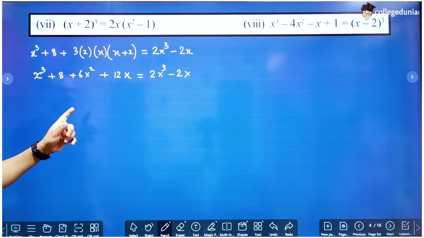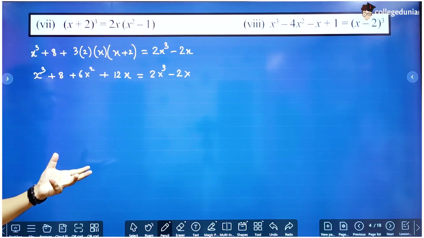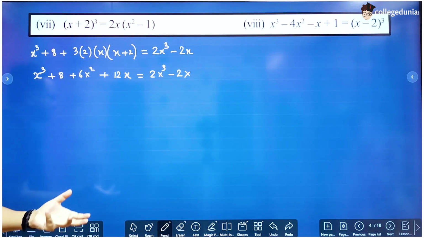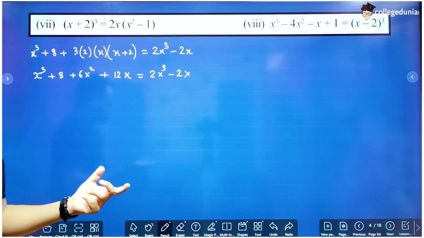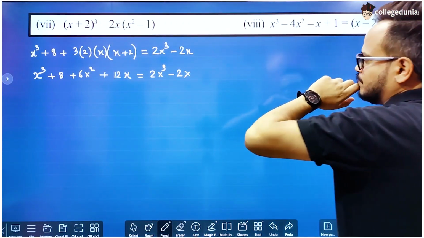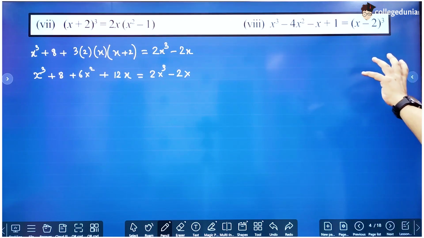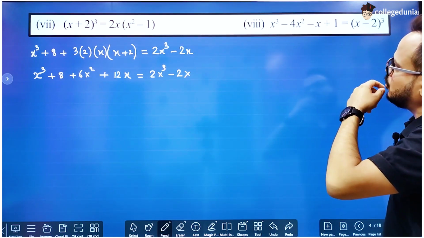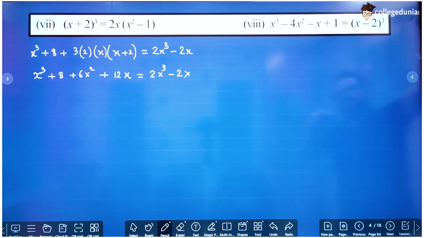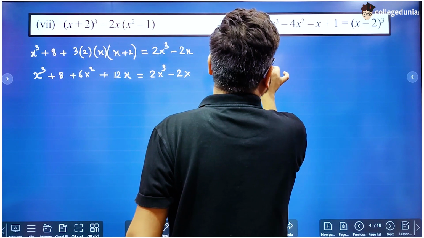Now if you solve this one, you will get a term with x cube, and that is not possible because 3 is more than 2, so the degree should not be more than 2. So this is not a quadratic equation. And you can solve this one also, and you will get the result whether it is quadratic equation or not. I think this will come out to be a quadratic equation because the x cube term will get cancelled out.